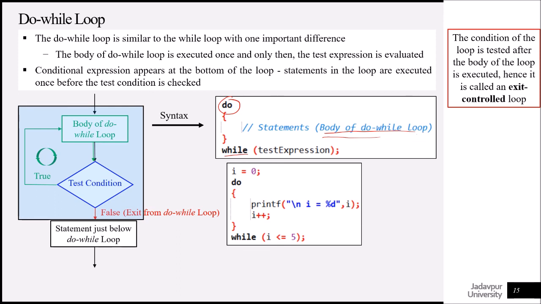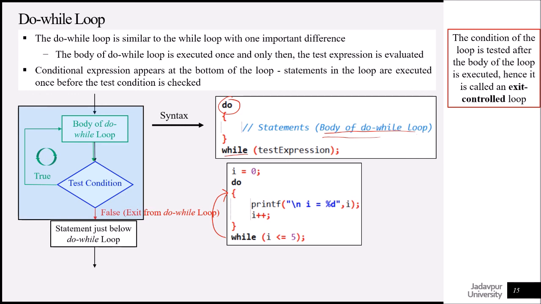At the first instant, when the value of i is 0, it directly comes to the printf statement, outputs i equal to 0, then goes to the increment statement, increases the value of i from 0 to 1, and then checks the condition. At this stage, 1 is obviously less than 5, so the test expression gives a true answer. Obviously, it will then go back to the top of the body of the do while loop and execute the statements within the loop again.